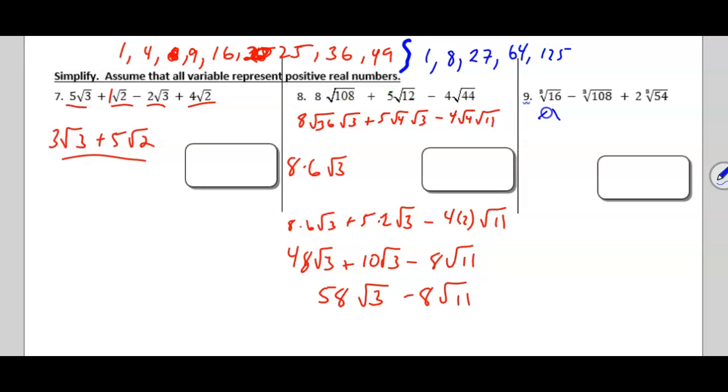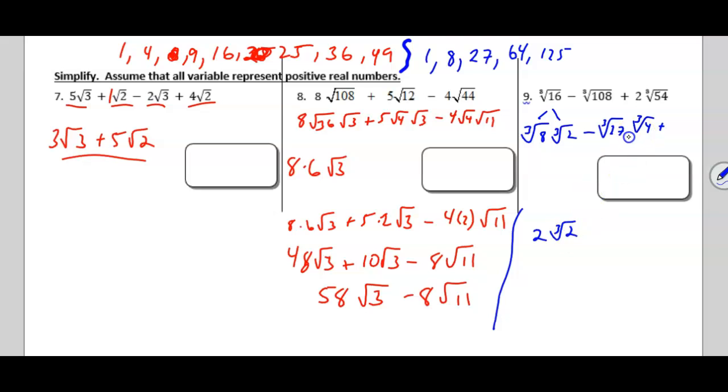So this one, we can break this down to the cube root of 8 times the cube root of 2, right? 8 times 2 is 16. This one, we can break down to the cube root of 27 times the cube root of 4. I'll come back to this one in a second. But anyway, the cube root of 8 is 2. And then you just have the cube root of 2.